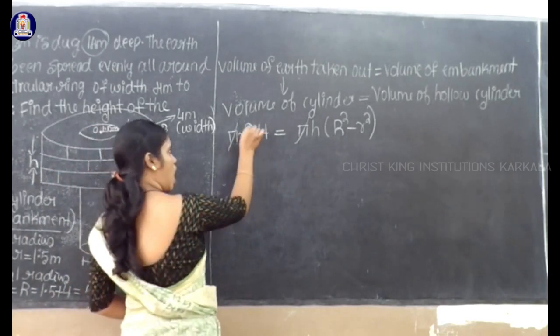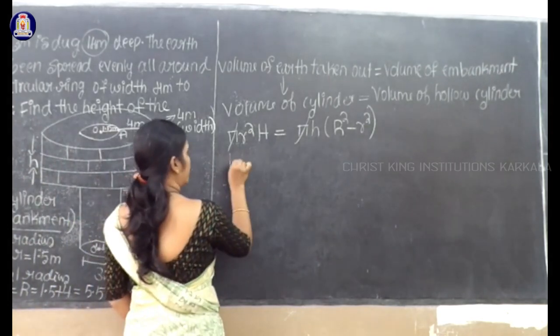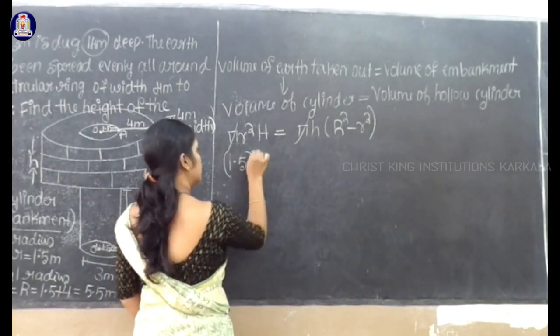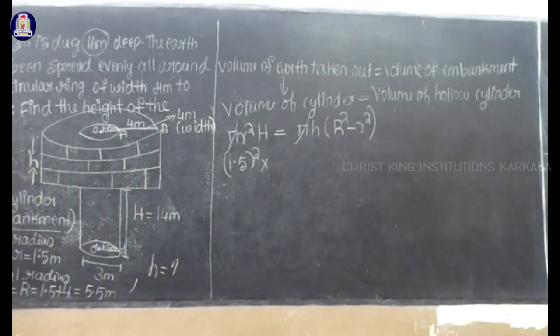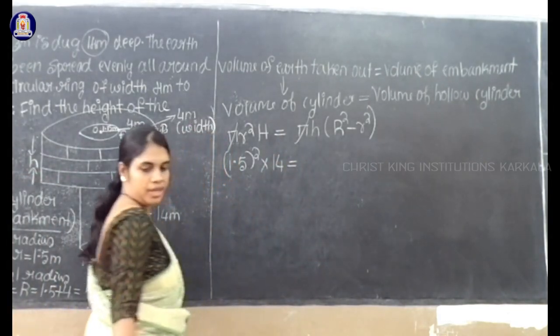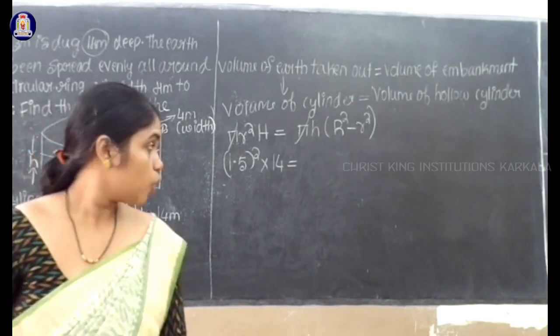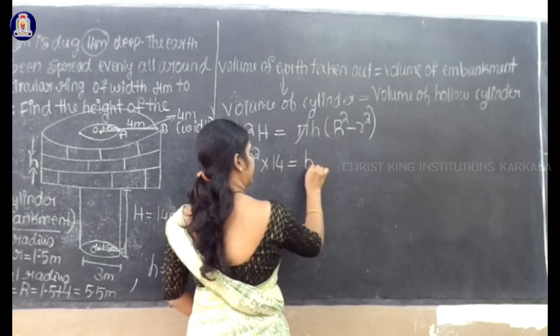R square. What is the value of small letter r here? Small letter r is nothing but the radius of the cylinder. What is the radius of the cylinder? 1.5. So 1.5 whole square into height. What is the height here? H is equal to how much? 14, isn't it? The h value we don't know, write it as it is.